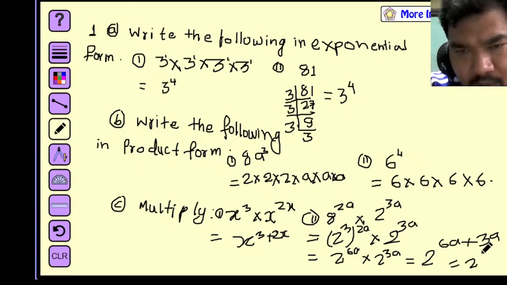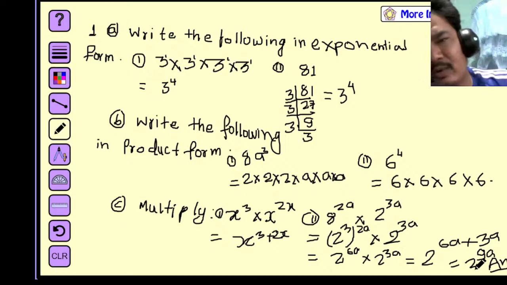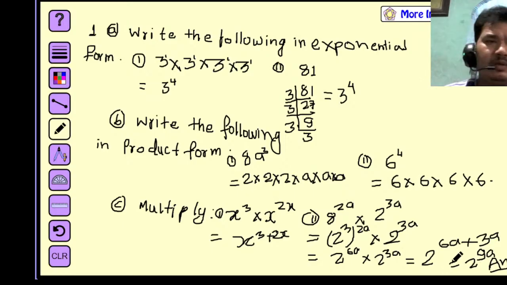2 to the power 9a. This is the answer. 2 to the power 9a is the required answer for such type of questions. Okay.